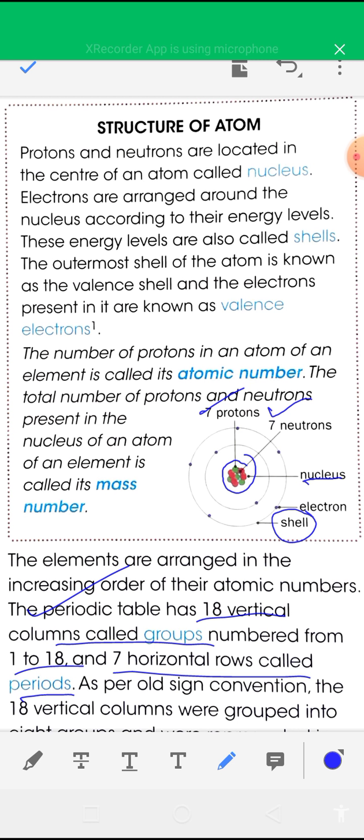The number of protons in an atom of an element, present in the nucleus, is called its atomic number. Electrons revolve around the nucleus in different circular paths, known as orbits or shells, and the outermost shell of an atom is known as the valence shell.